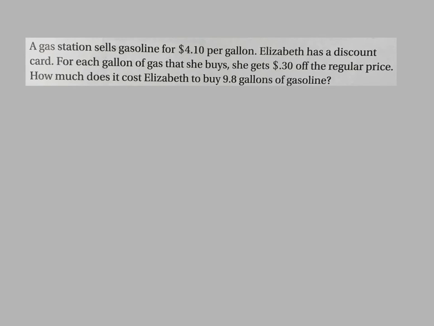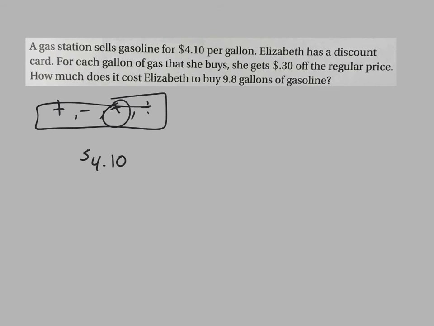Well, first of all, let's find out the real price. Do we add, subtract, multiply, or divide? If I wanted to find just the price for 9.8 gallons, what would I do? We would multiply. If it's $4.10 per gallon and I'm buying 9.8 gallons, we would multiply that. I'm going to do that quickly. So $4.10 times 9.8 would be $40.18. But we don't have to pay the whole $40.18 because she gets 30 cents off for every gallon.